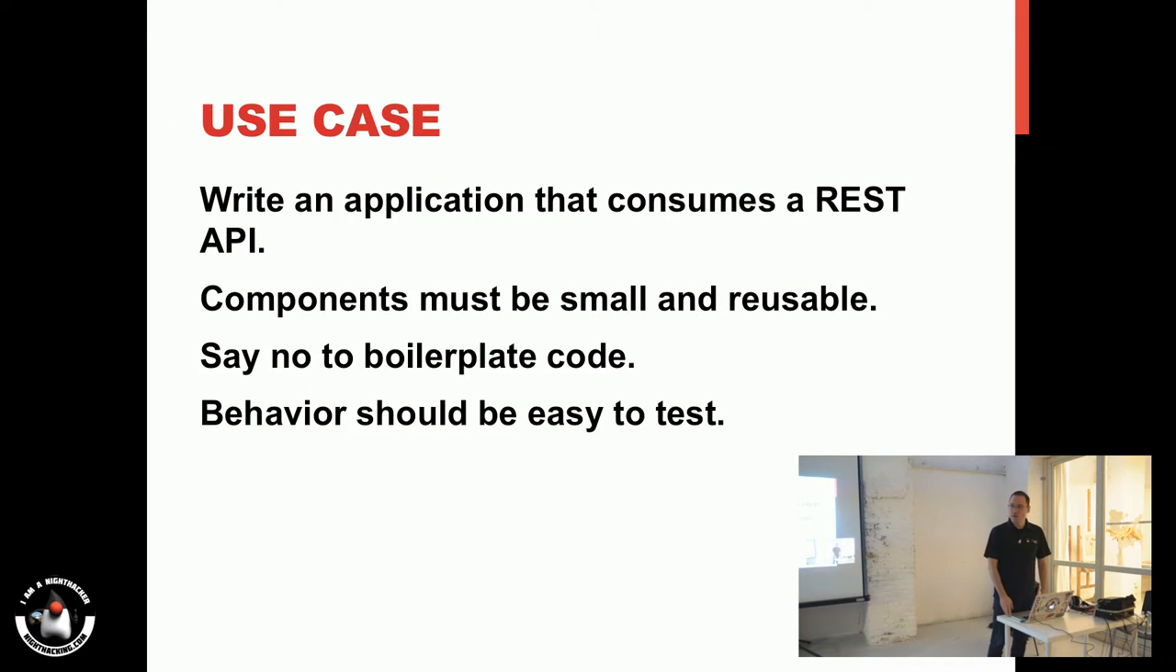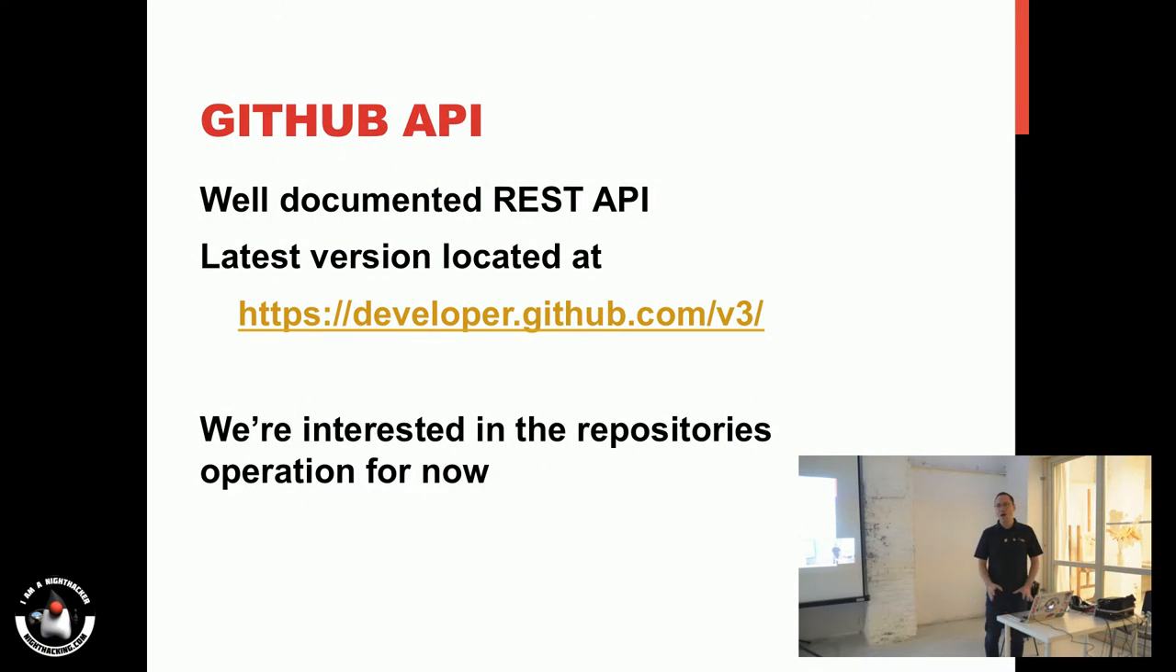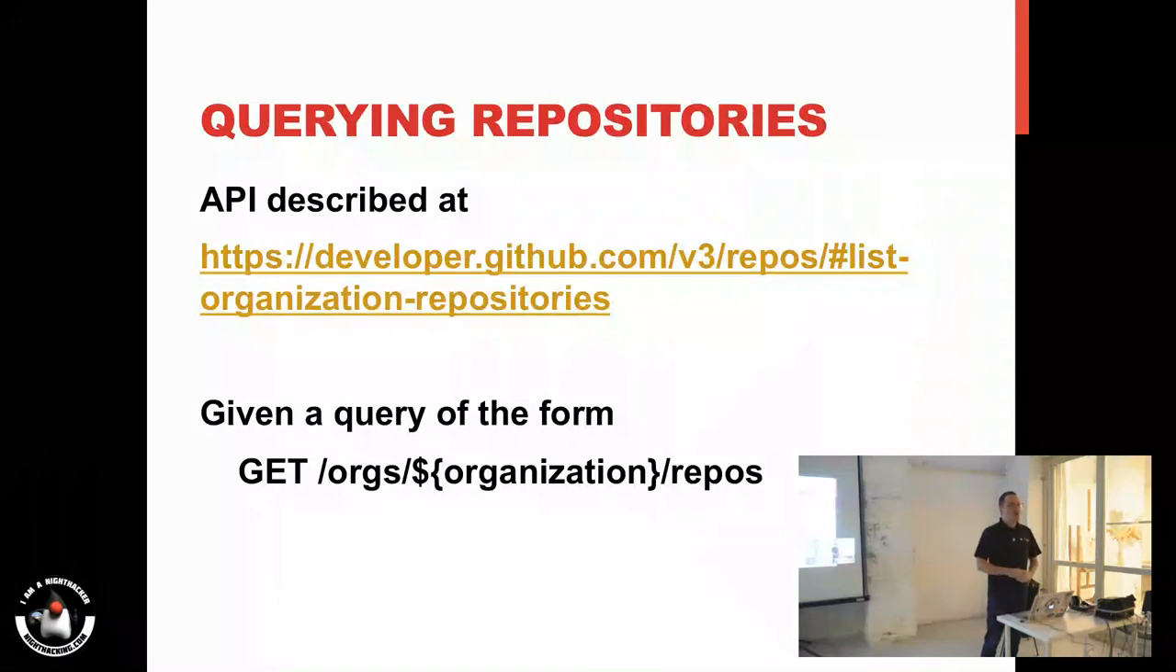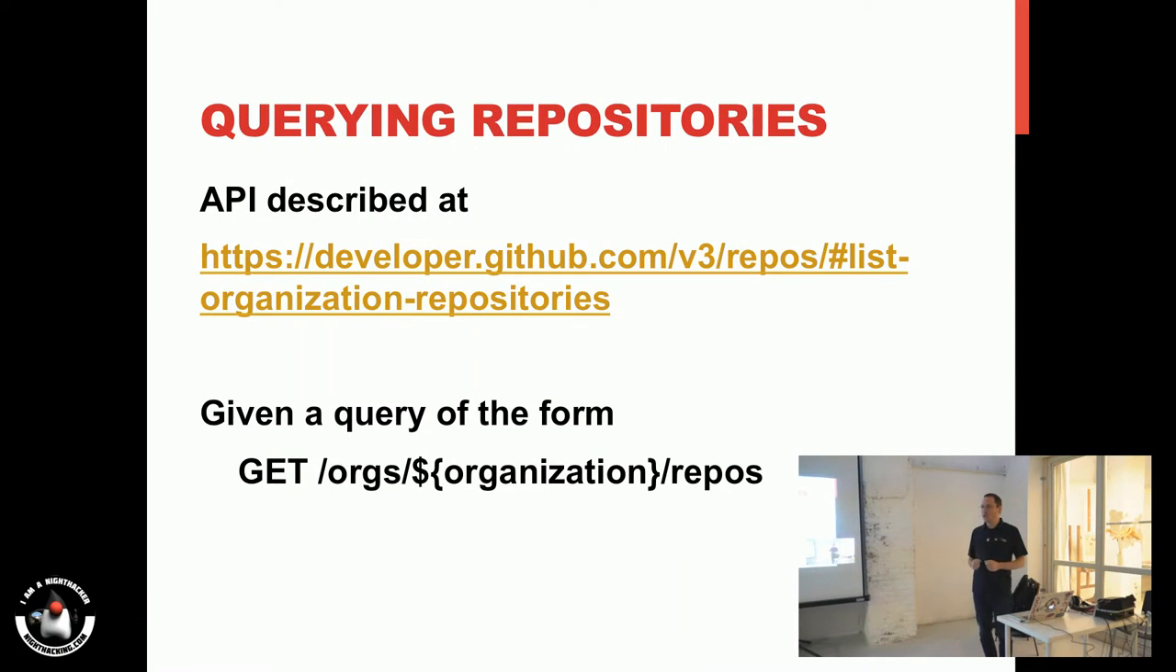So let me remind you of the use case of the things that we're going to build today. And for this, I chose the GitHub API. Why? Because it's very well known and it's very well documented. The URL is right there where you can find more information about the GitHub API per se. And I chose to just deal with querying repositories, because you can do a lot of things with the GitHub API. So when you query a repository, you can go to that particular URL and that describes everything that you have to do to send data, and what is the kind of format and the output that you're going to get from that particular call.